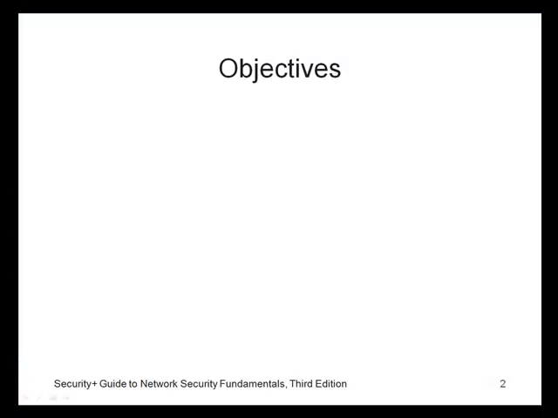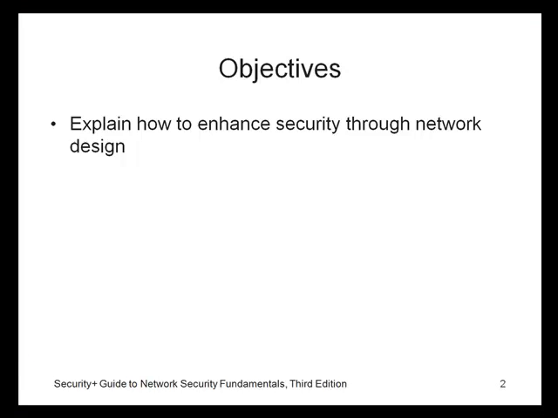So the objectives of this one are to explain how to enhance security through network design. Network design would be subnetting, setting your network up so that everything's not available immediately. I think there are some other things that you might want to do in there. What about NetBIOS?